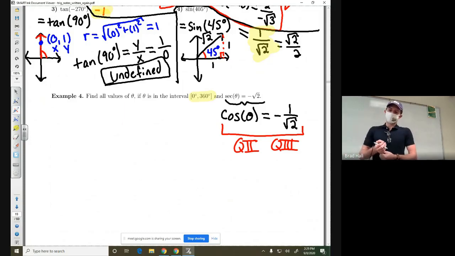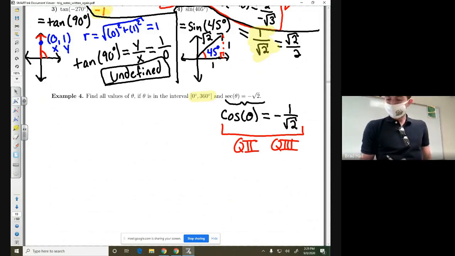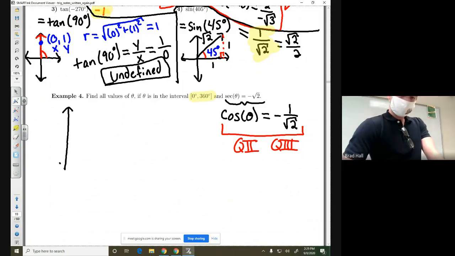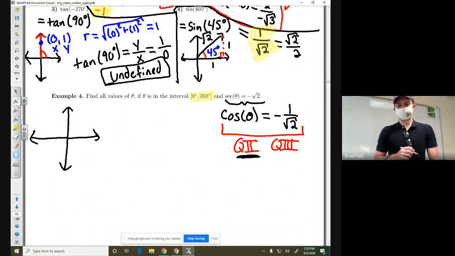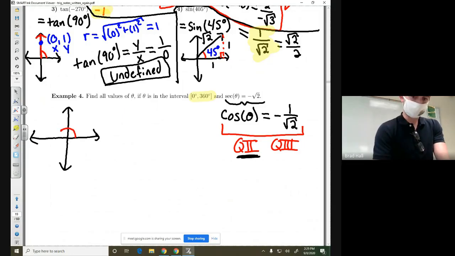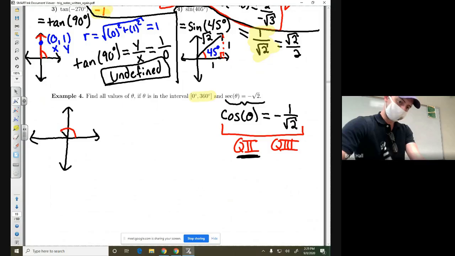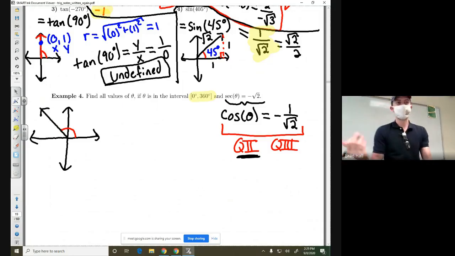So what I'm going to do with this information is, I'm going to assume, let's just look at quadrant 2. Let's find the quadrant 2 one, and then we'll move on to the quadrant 3 one. So some angle in quadrant 2, we don't know what it is. It's going to be here somewhere. This might not be built to scale, but we're just drawing any angle in quadrant 2.